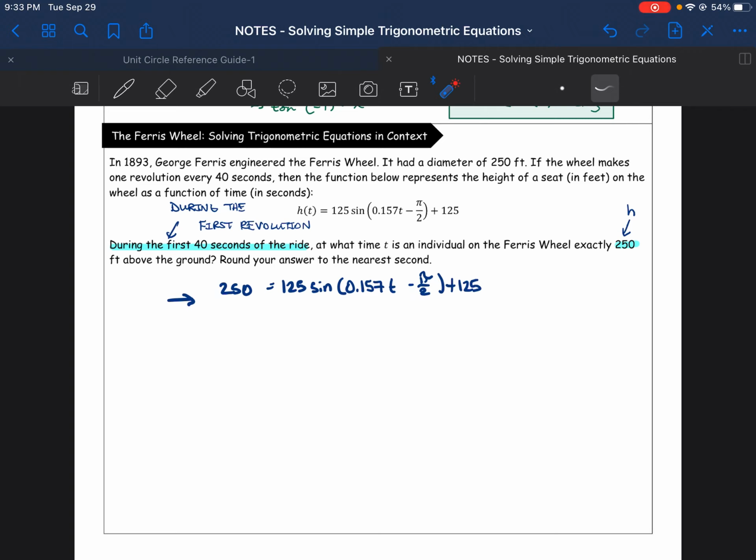So in 1893, George Ferris engineered the Ferris wheel. It had a diameter of 250 feet, and if the wheel makes 1 revolution every 40 seconds, then this function represents the height of a seat in feet on the wheel as a function of time in seconds. We want to figure out, during the first 40 seconds of the ride, at what time t is an individual on the Ferris wheel exactly 250 feet above the ground.